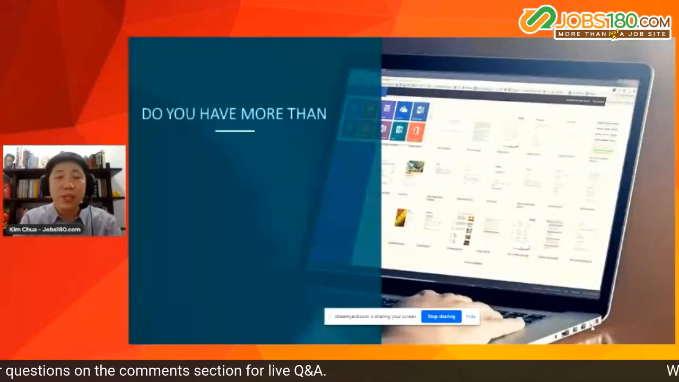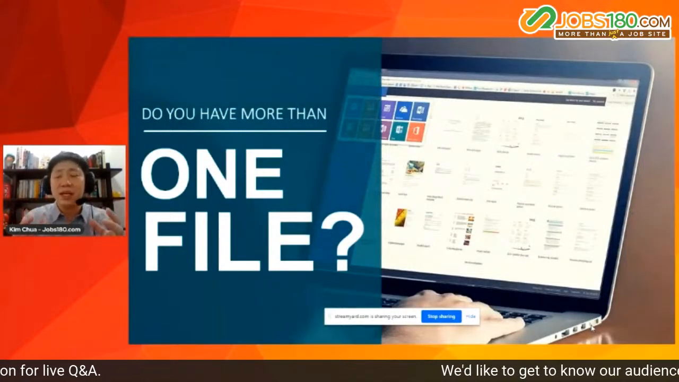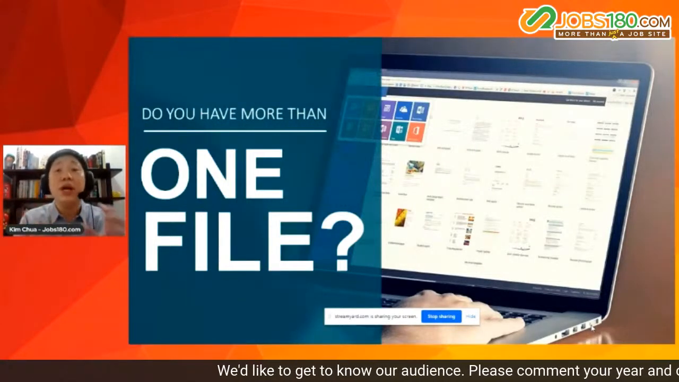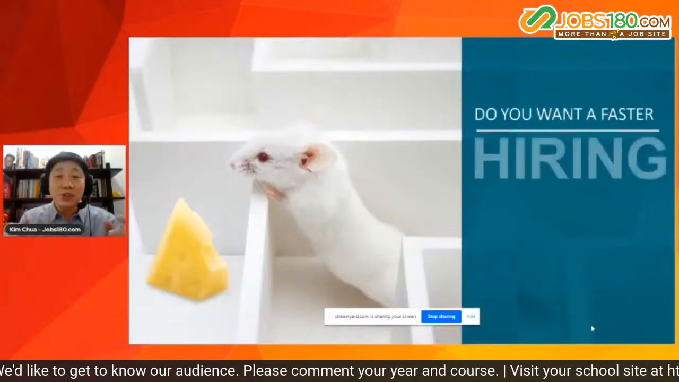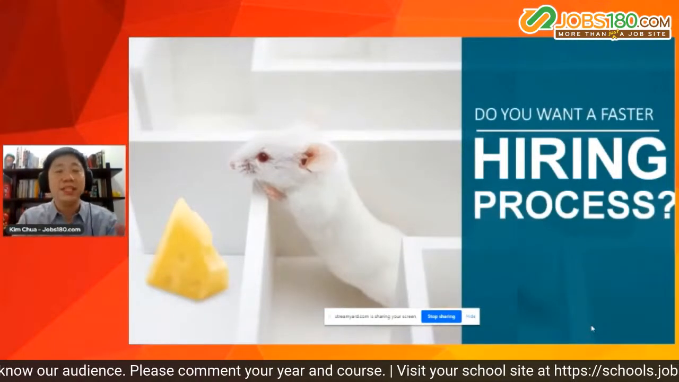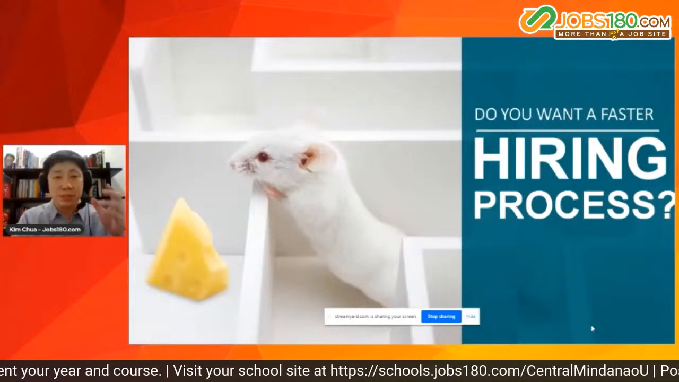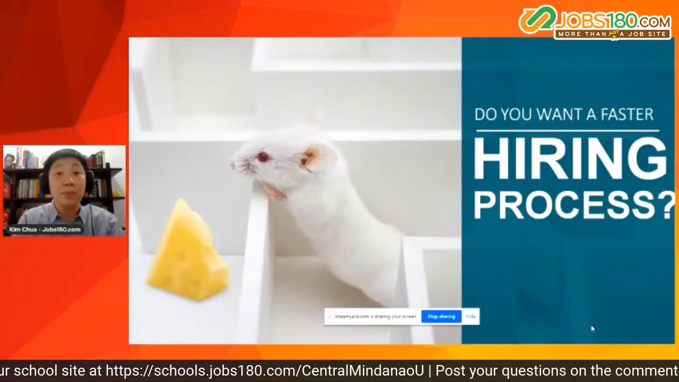Another thing in your checklist is that you should only have one file. You shouldn't send many different files to companies. It's better to have just one file, so that when you send it, all your details are already there. Another thing is that it should make the process more efficient. It means faster to submit, faster for HR to see, and faster for you to be contacted for possible next steps or a possible job offer.